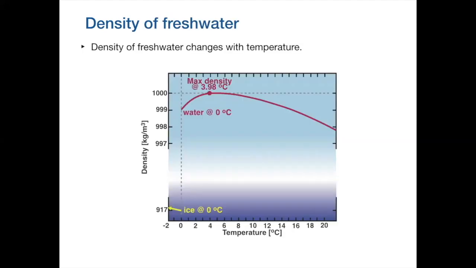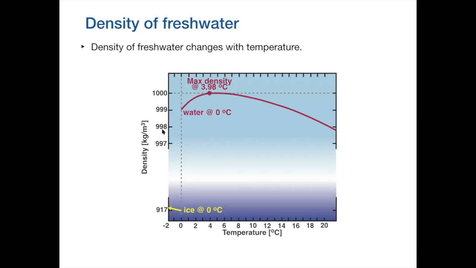The density of fresh water depends on the temperature. In this plot, we've plotted temperature on the bottom axis in degrees Celsius from -2 degrees up to around 22 degrees. On the vertical axis, we have density in kilograms per cubic meter. You'll notice that there's a break in the vertical axis. Down here, the tick is at 917 kilograms per cubic meter, and then suddenly it jumps to 997, 998 kilograms per cubic meter.